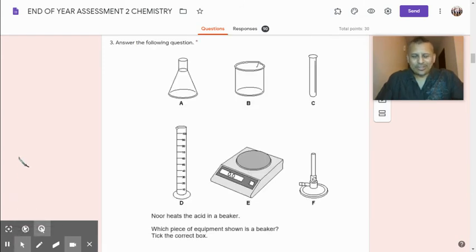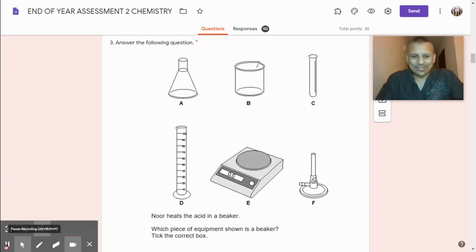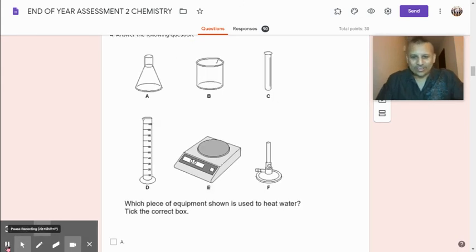The next question: a lot of people do get beaker wrong, I found at the start of this year. So this was always going to be a question where I wanted to make sure that people understood which one was a beaker. Of course, it's B. To heat the water, you need F, which is a Bunsen burner.